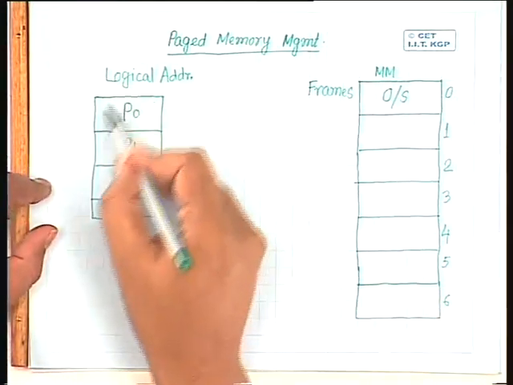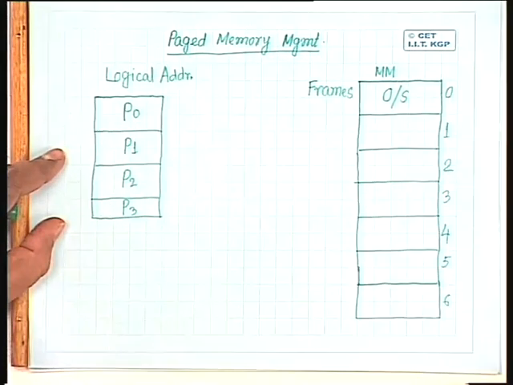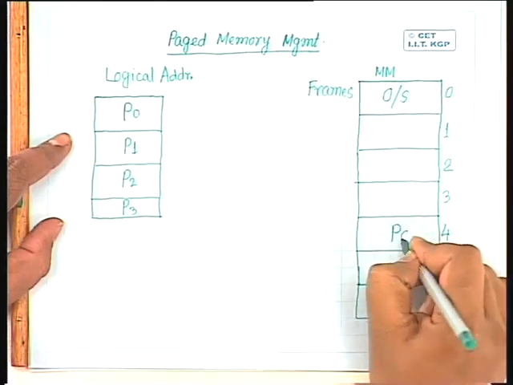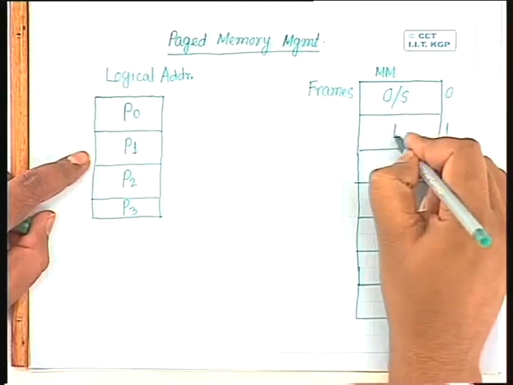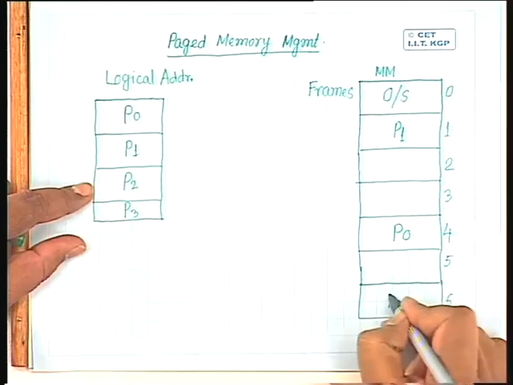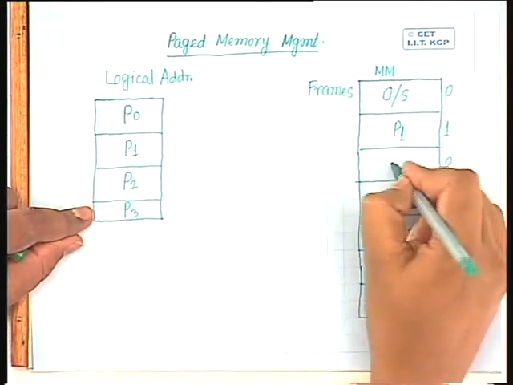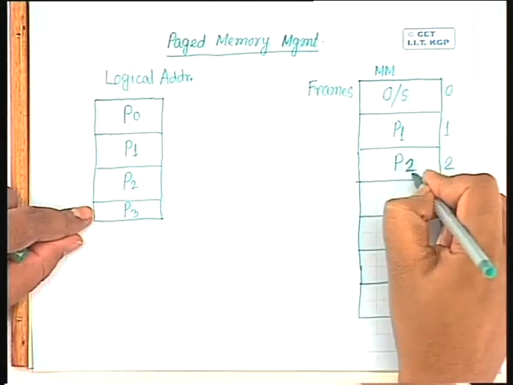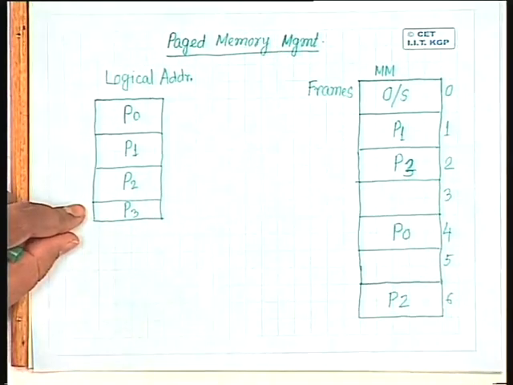Now these pages of the logical address space can be loaded in any frame in the main memory. So it may so happen that page number 0 is loaded into frame number 4 of the main memory. Page number 1 may be loaded into frame number 1. Page number 2 may be loaded in frame number 6, and page number 3 may be loaded in frame number 2 in the main memory. So now I can have a situation like this.